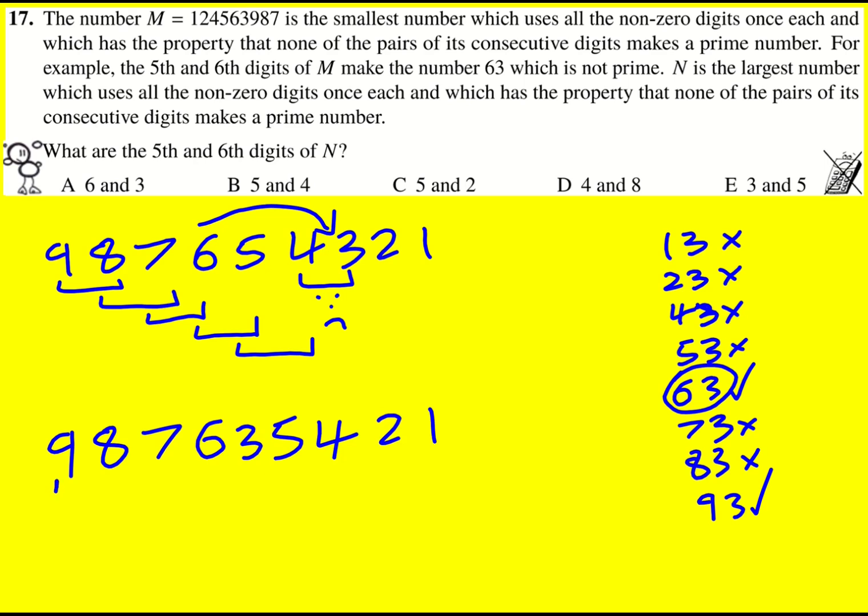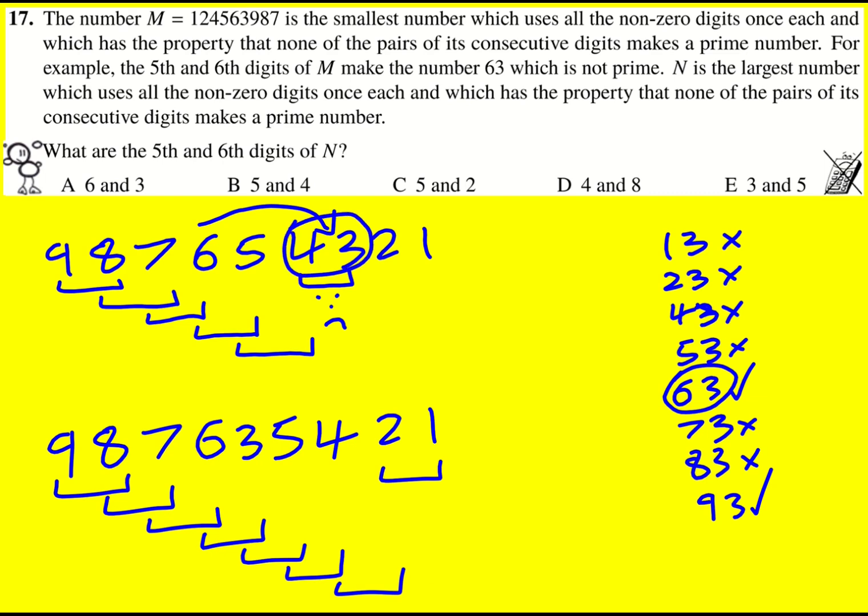Right, how is that? 98 is good, 87 is good, 76 is good, 63. Now 35 is fine. 54 is fine, 42 is fine, and 21 is okay. So that's got to be the answer. We saw that the problem lay with the 43. We found the number that ended in the 3 that wasn't prime. It's got to be the 6, but we want the 6 to be as far to the left as possible. So we moved the 3 there to make that one work. Then if we follow it going down from then on, it also works. That's got to be the largest number.